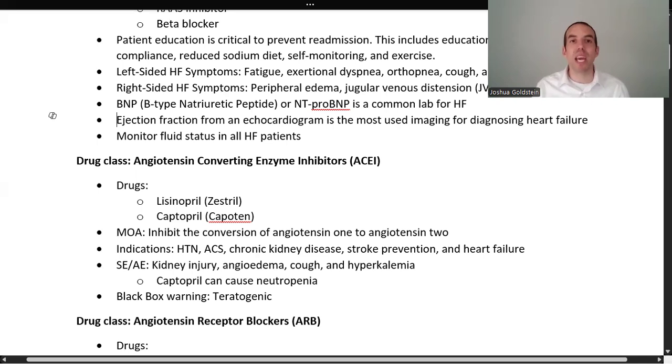There's a lab called BNP, or the newer version is the NT-proBNP, but these are a common lab to check for heart failure. If it's elevated, that is a sign of heart failure.